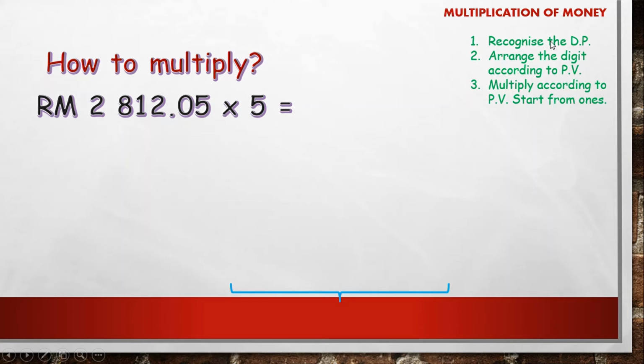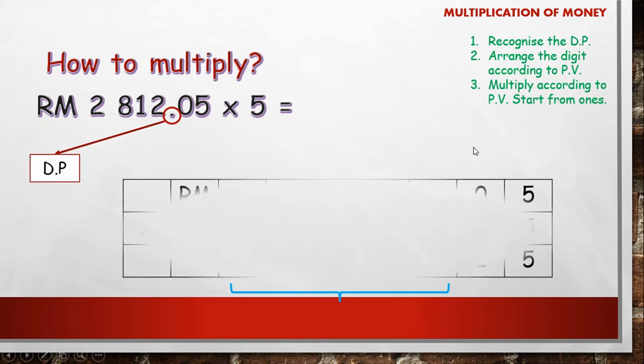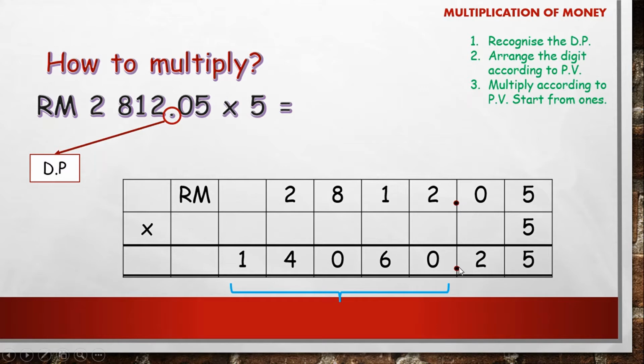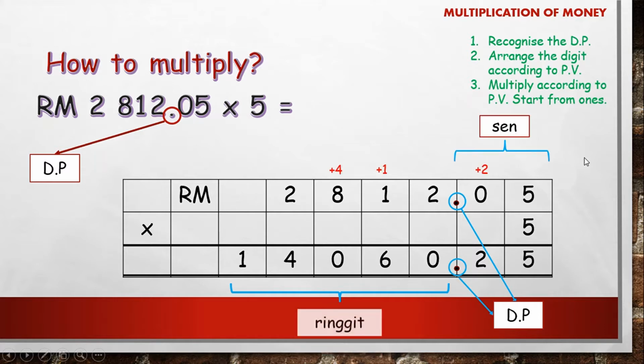First, recognize the decimal point. Okay, here is the decimal point. 2. Arrange the digit according to place value. First, decimal point and then place value. 3. Multiply according to place value. Start from ones. In this case, we multiply starting from cent, and so on.